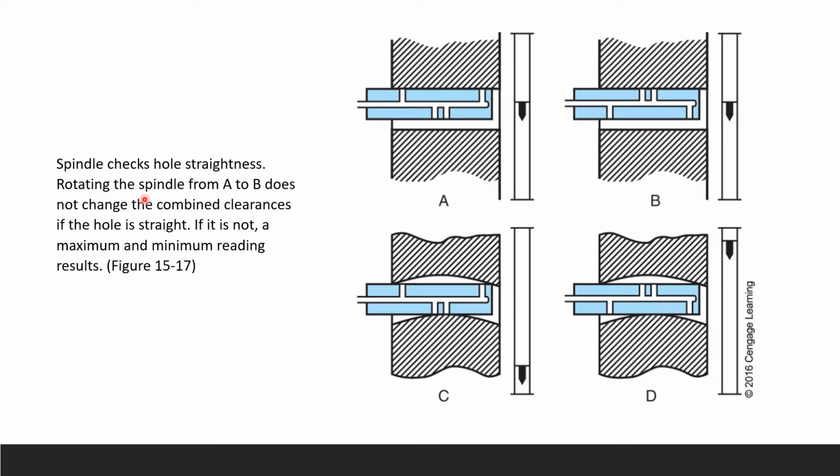Okay, the spindle also checks the hole straightness. Rotating the spindle from A to B does not change the combined clearances, your X distance, if the hole is straight. If the hole isn't straight, you can see some curves right there. Here, perfectly straight. So if the hole isn't straight, you will have a maximum and a minimum reading in your instrument.